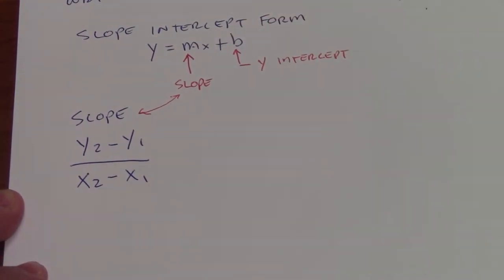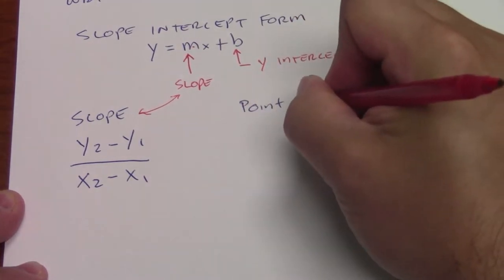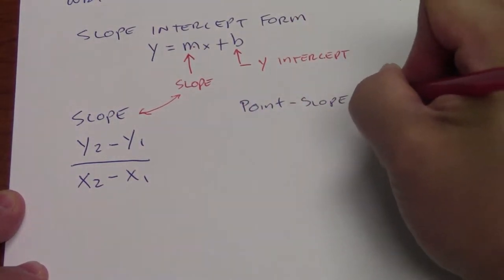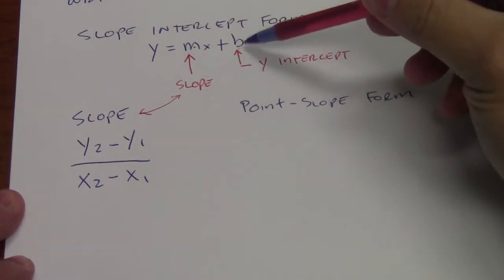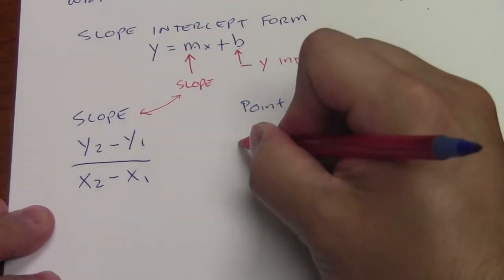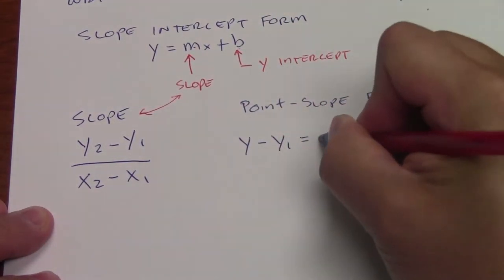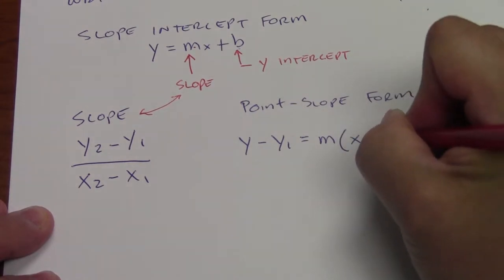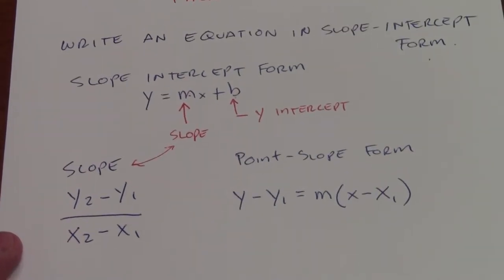All right, and then we can also use point slope form. This is the equation we're going to use basically to solve the rest of this. We don't really have to do a lot of math, just a couple little things. And that one is going to be y minus y1 equals m times x minus x1. And that's about it. That's what we're going to be doing today. So let me give you some examples.